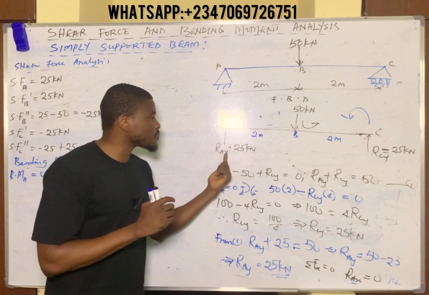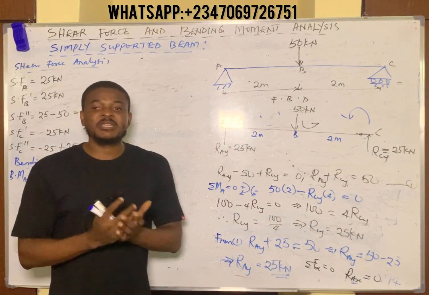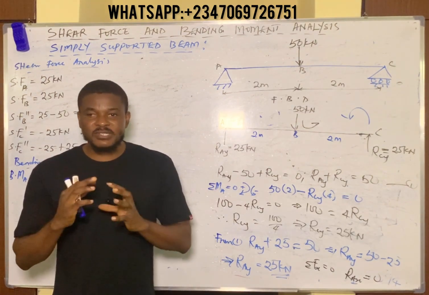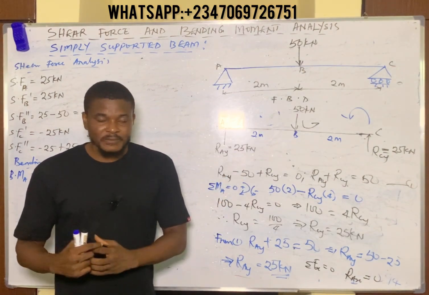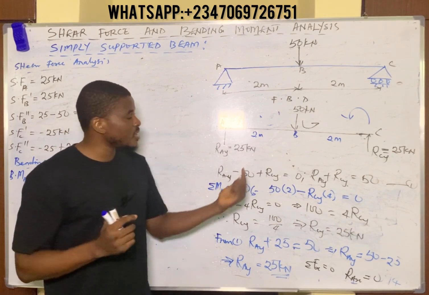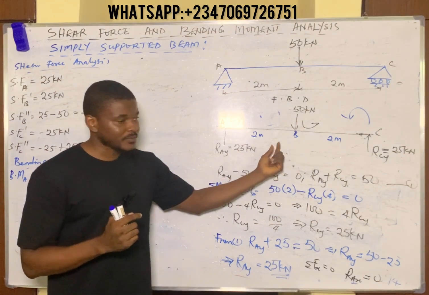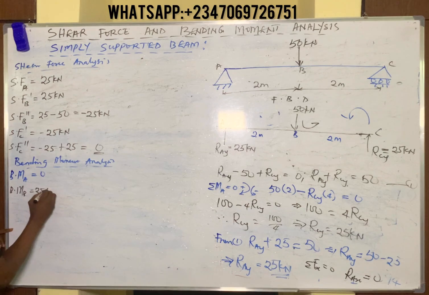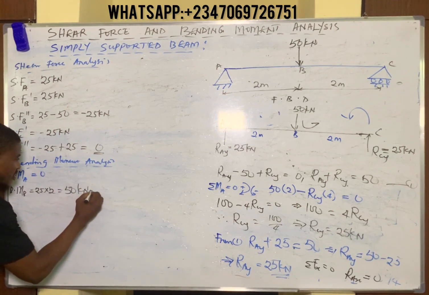Once again, since this force is pointing upwards, always take its moment as positive. So when doing bending moment analysis, if the force points upward, consider the moment of that force as positive. But if the force points downward, consider the moment of that force as negative. So the moment at point B becomes simply 25 times the total distance it takes this force to get to point B, which is 2. So bending moment at B equals 25 multiplied by 2, and that is simply 50 kilonewton meters.